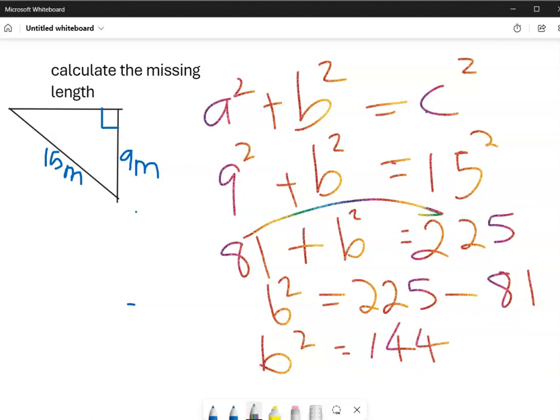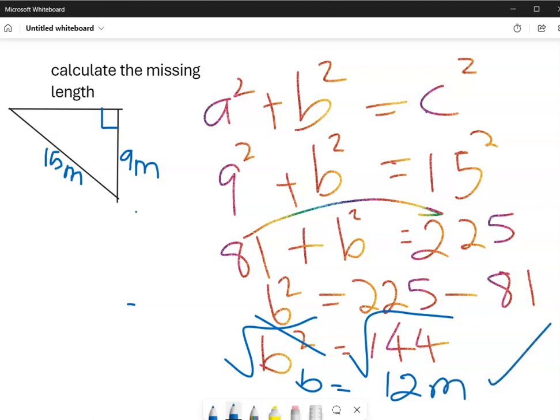And we want b, we don't want b squared, so we have to find the square root of both sides. So square root cancels square. So b is equal to the square root of 144, which is 12 meters. So observe that when we're given the two short sides, we just square each of them, add them together, and find the square root. But when we're given the long side and one short side, we're going to end up squaring and subtracting, then finding the square root.